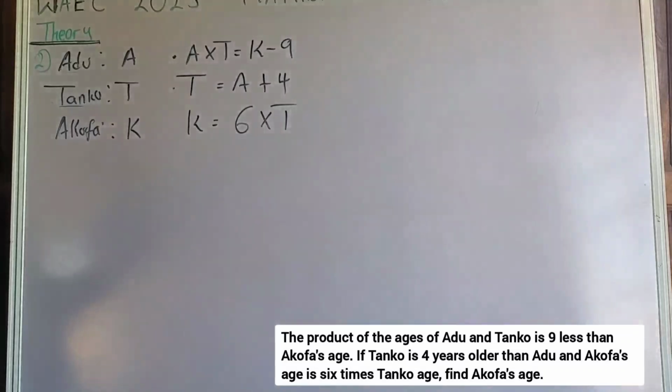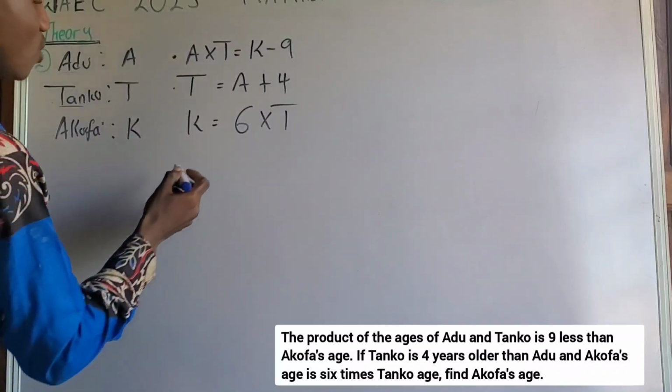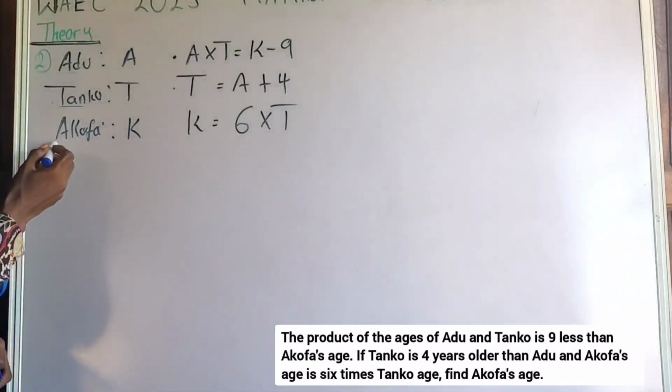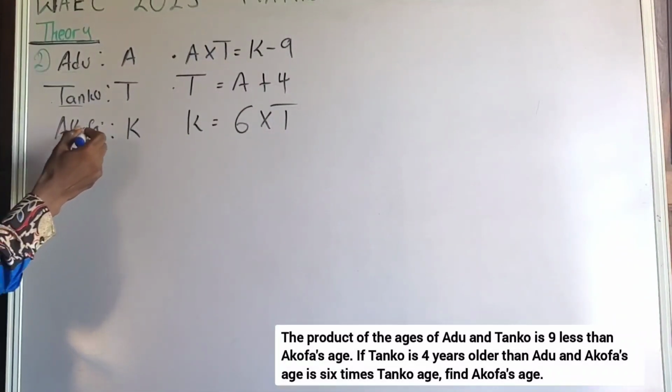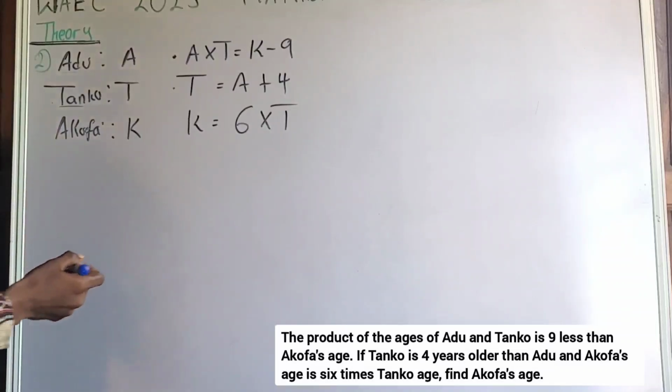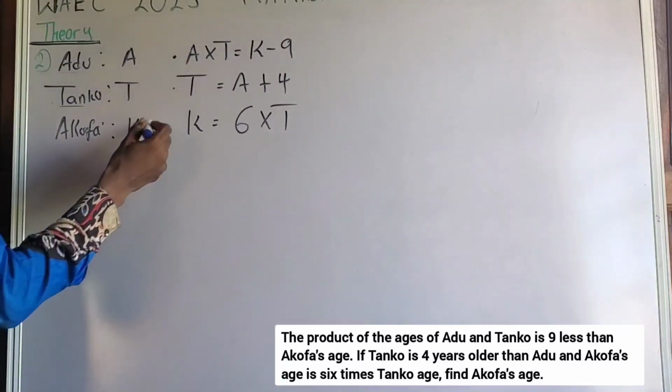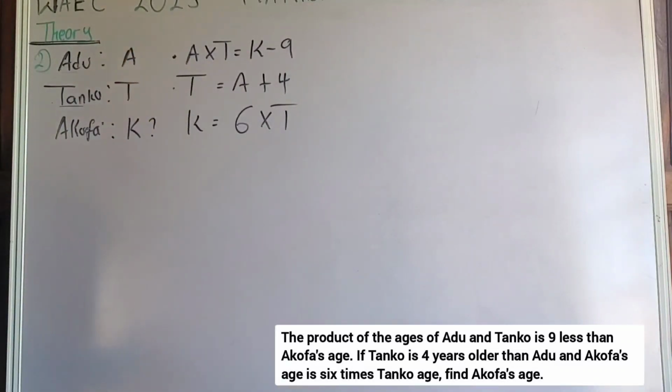Now, we are asked to find Akofa's age. Okay. That is the question. We are looking for the value of K. I've already said, let us represent Akofa's age as K. You understand? So we are looking for the value of K. How do we get the value of K? From the information that we are given. Okay, let's start.